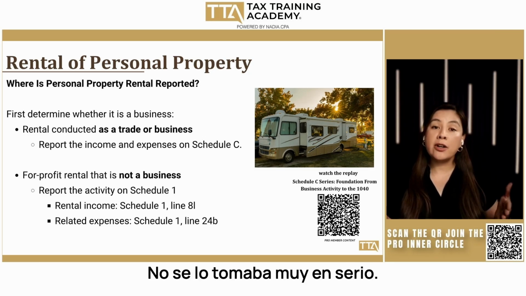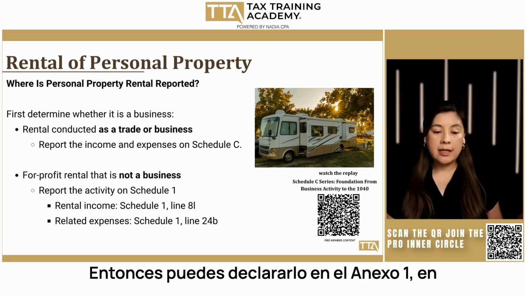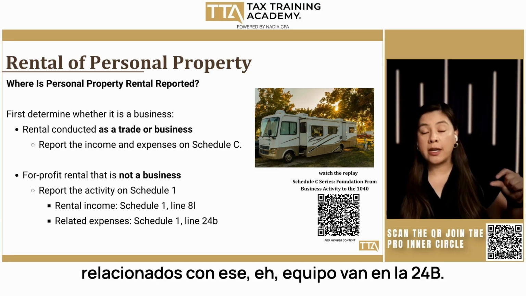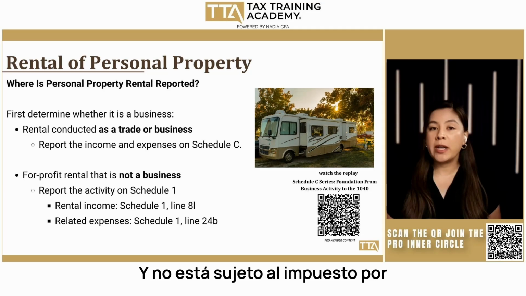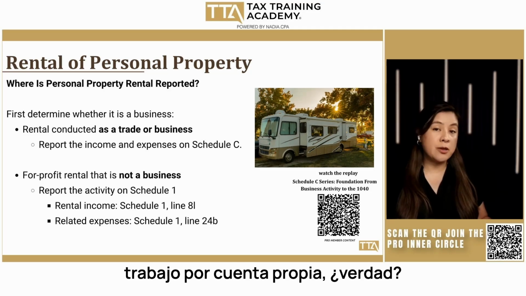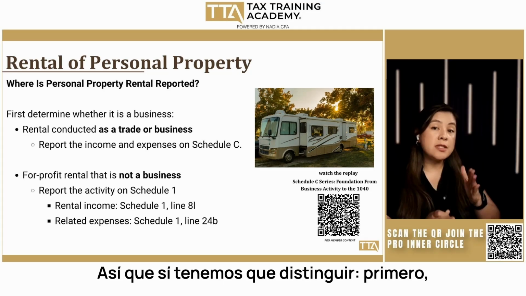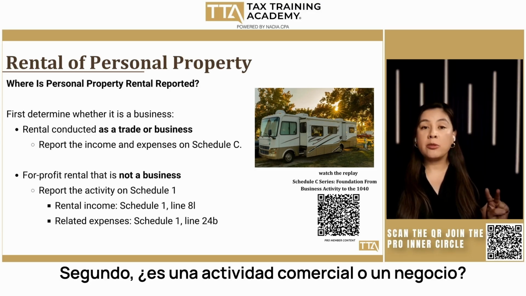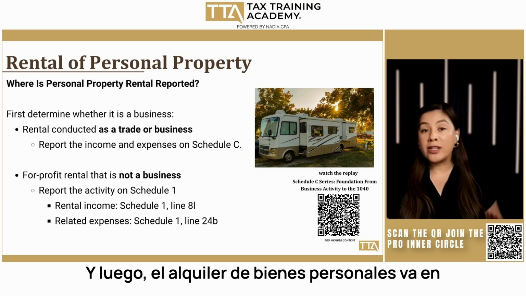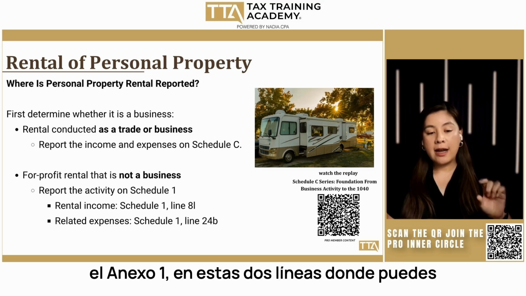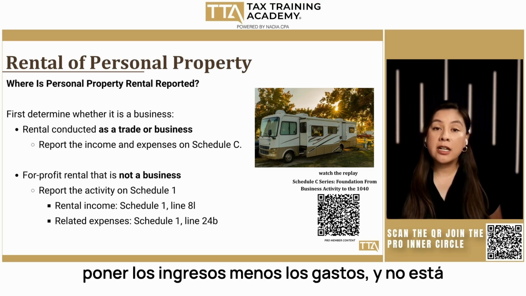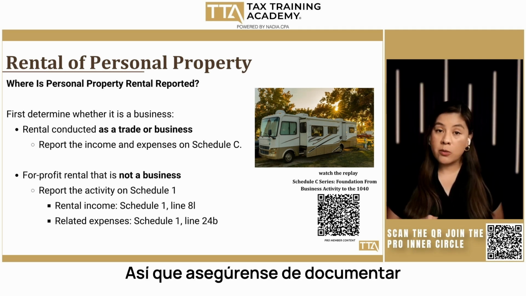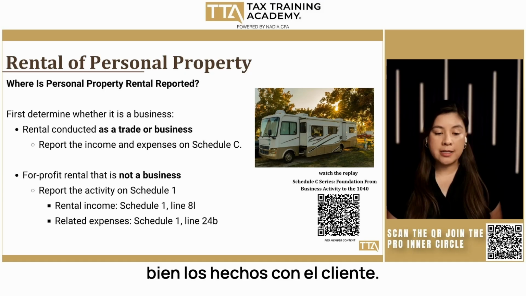Not very serious about it. There, you can report it on Schedule 1, line 8L, the income, and then the expenses related to that equipment go on 24B, and it's not subject to self-employment tax, right? So we do have to tell the difference. First, make sure it's not a hobby. Number two, is it a trade or business? And then personal property rental goes on Schedule 1 on these two lines where you can do the income minus the expenses and not subject to self-employment tax. So make sure that we're documenting our facts with our client.